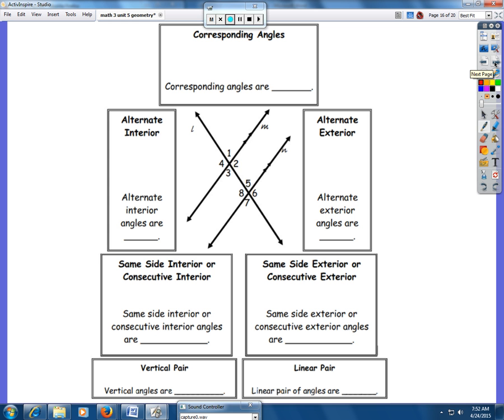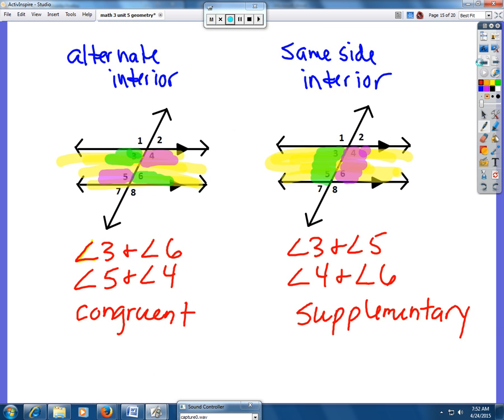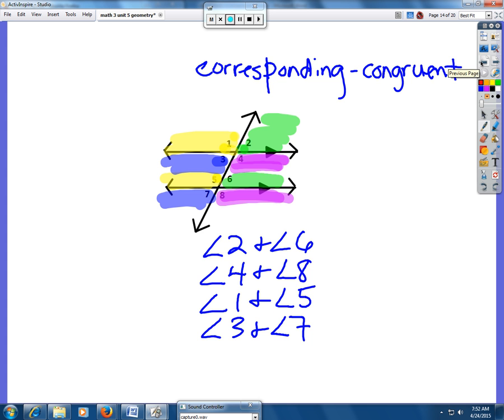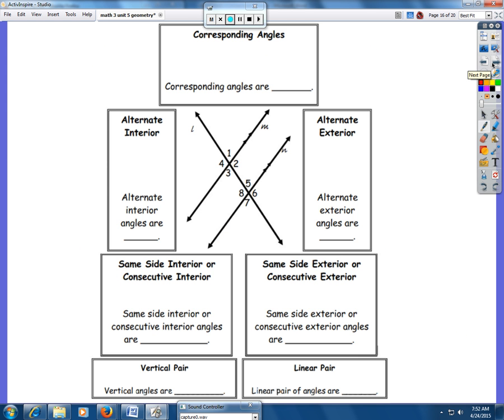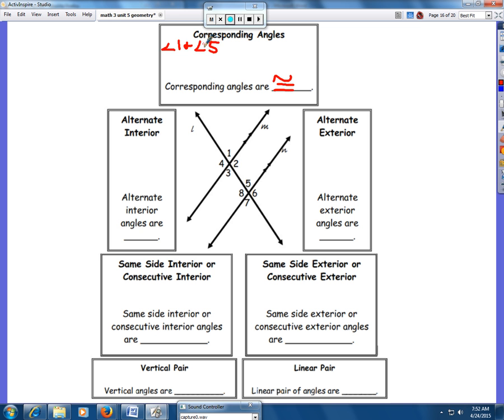Now here's our graphic organizer. We're going to start with corresponding angles. If we go back to our corresponding angles, we know that those are congruent. So we can write congruent here. I'm just going to put the symbol for congruent. And which angles in this picture are corresponding angles? Well, we've got two parallel lines here, and we know because of the arrows. So corresponding angles would be like 1 and 5, 2 and 6.